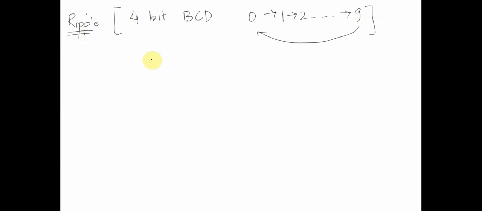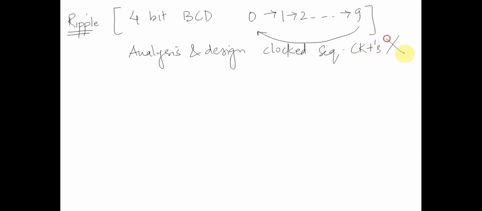So basically all the analysis and design which we saw in the previous lecture for clocked sequential circuits, we can't use over here, because in this case the output of one of the flip-flops will serve as a trigger for another flip-flop. So what we have to do is logically solve this, and let's assume we solve it like this: Q3, this is our 2 raised to power 3, this bit is Q1, this bit is Q0.